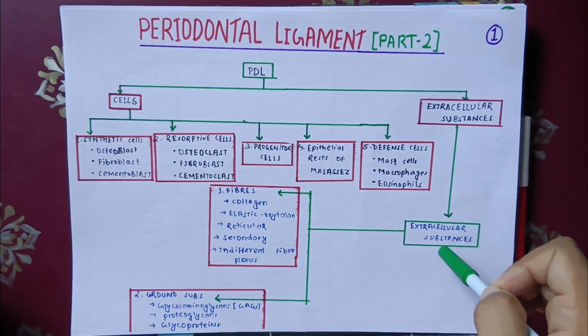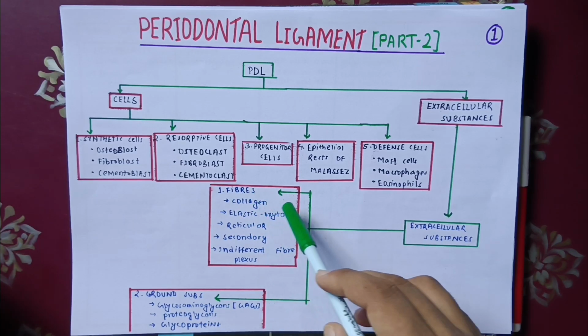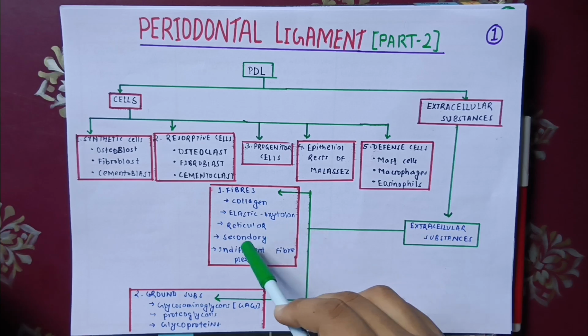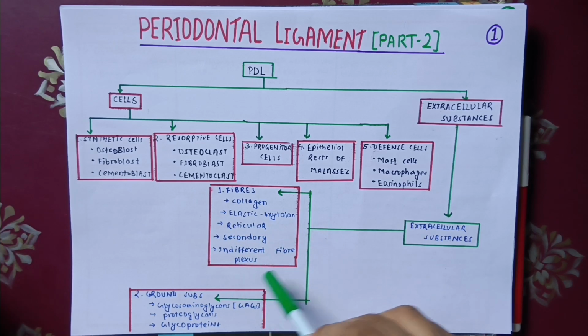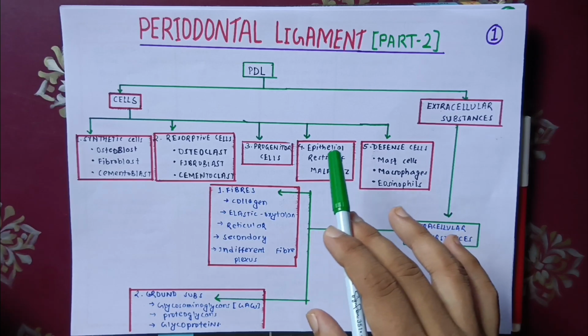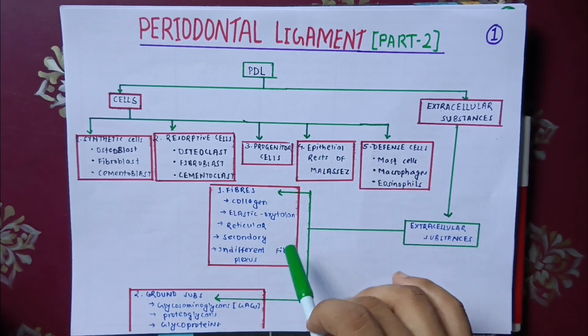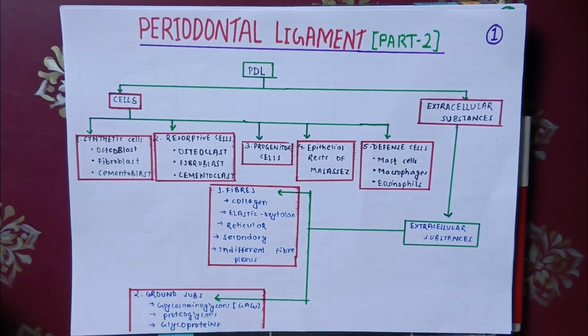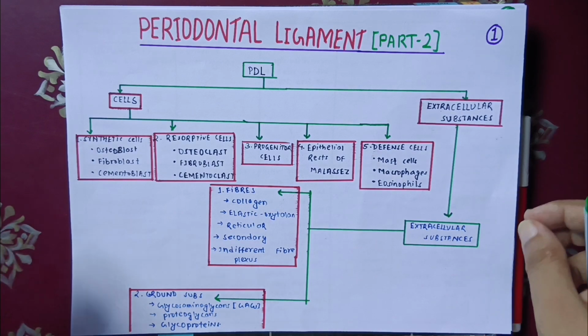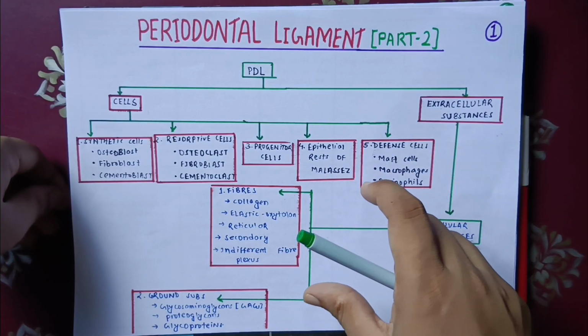In the extracellular substance we have particularly fibers and the ground substance. The fibers include collagen fibers, elastic oxytalan fibers, reticular fibers, and secondary fibers in different fiber plexuses. There are also principal fibers in the periodontal ligament. We will discuss all those fibers in upcoming videos. In the ground substance we have glycosaminoglycans, proteoglycans, and glycoprotein. So we have discussed just the overview, and this flow chart is a very important flow chart.